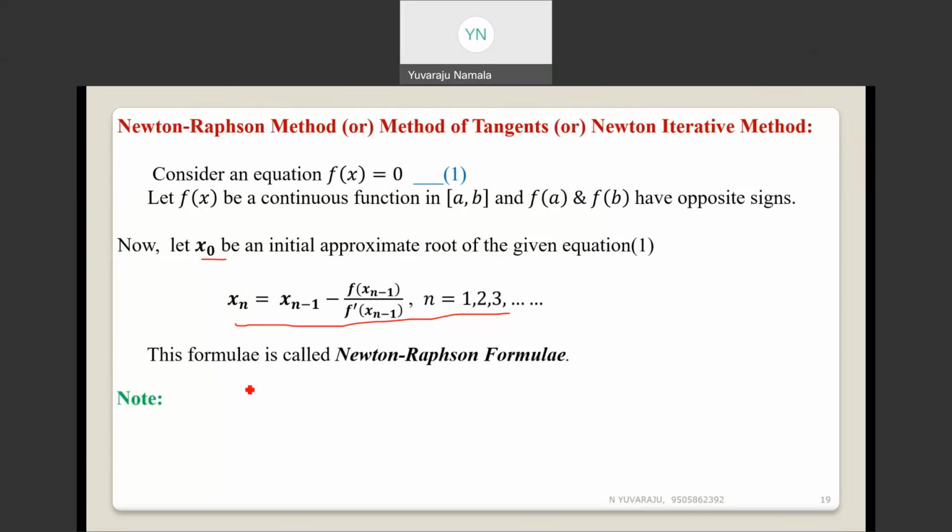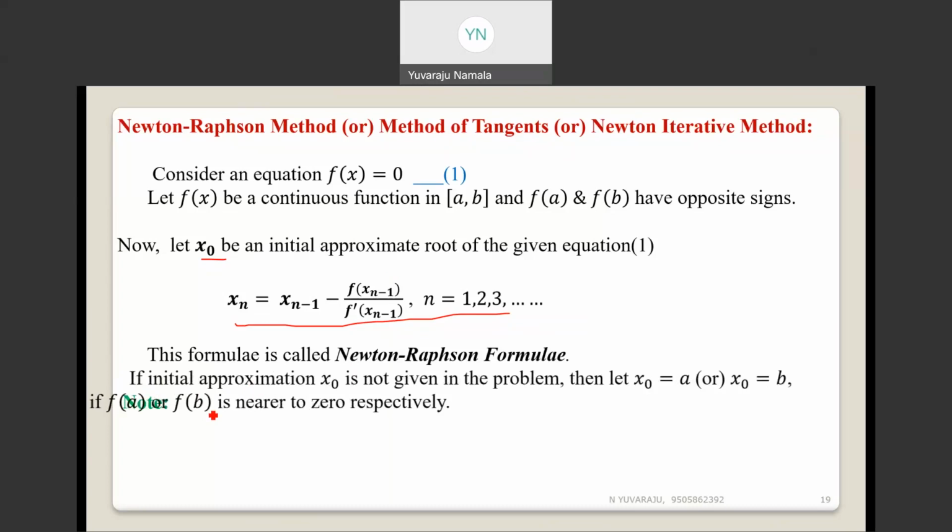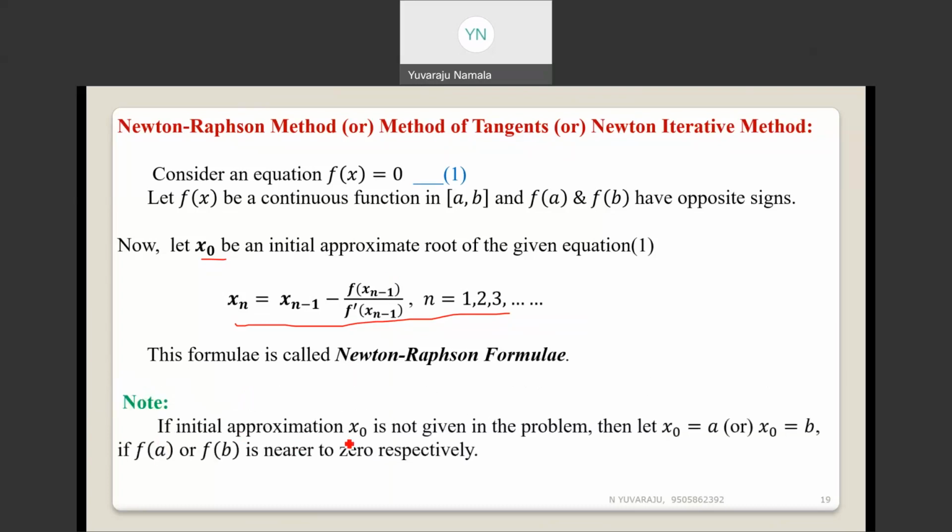Now, note this again. The initial value may or may not be given in the question. If it is given, no problem. If the initial approximation x naught is not given in the problem, then let x naught be equal to a or x naught be equal to b. That means for the given interval a b, find f of a and f of b, and see which value is near to 0. If f of a is near to 0, then a is the initial value x naught. If f of b is near to 0, then b is the initial value. That is how to find the initial approximation.